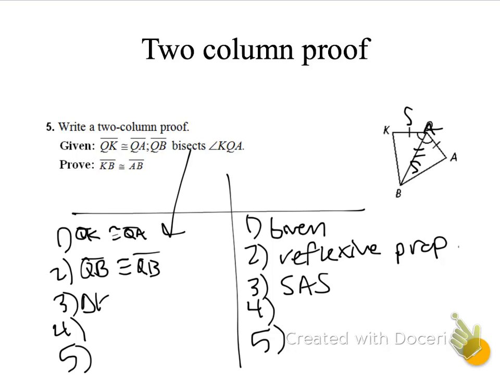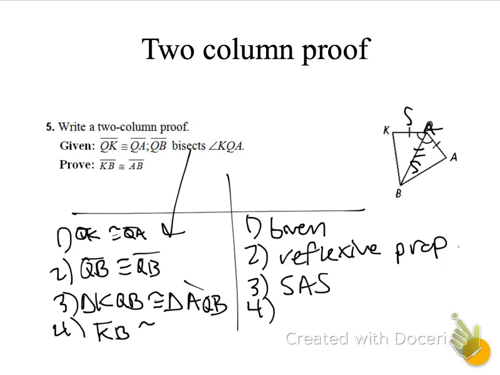So triangle KQB is congruent to triangle AQB. By side, angle, side. So now, since the two triangles were proven congruent, we can prove that all of the matching corresponding angles are congruent and all the corresponding sides. So KB should be congruent to AB by CPC. Just an extra step you have to add.